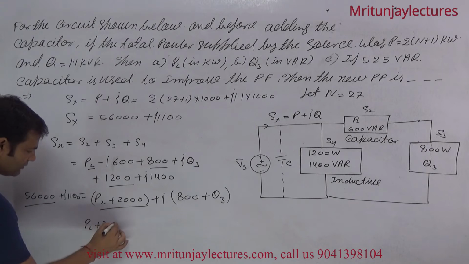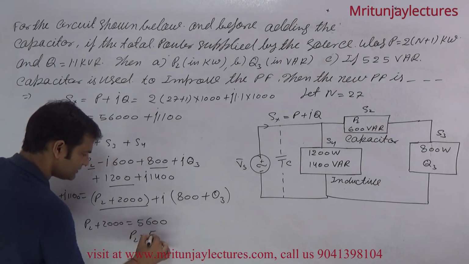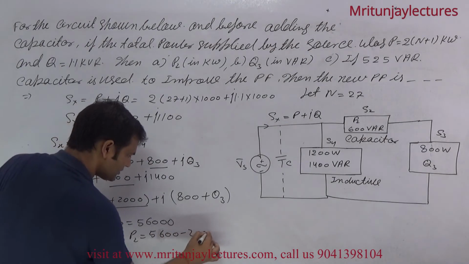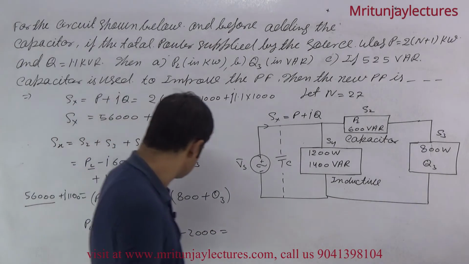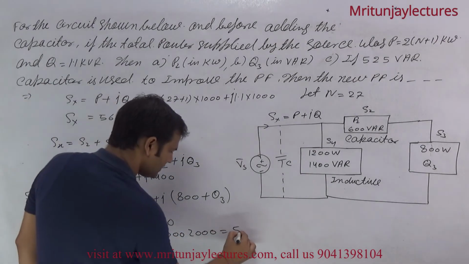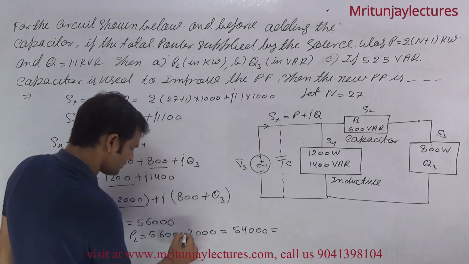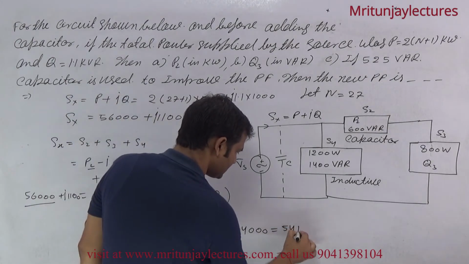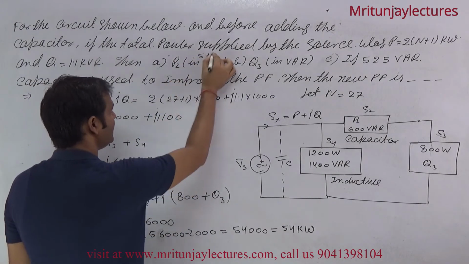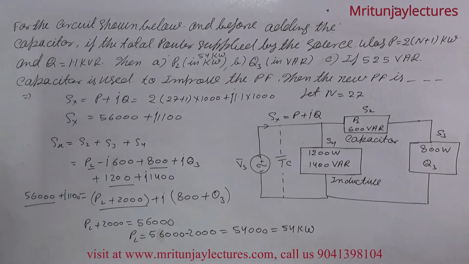So P2 plus 2000 equals 56,000. So P2 is equal to 56,000 minus 2000, that is 54,000 watts, converted in kilo, that is 54 kilowatt. Clear? P2 is 54 kilowatt. Clear?